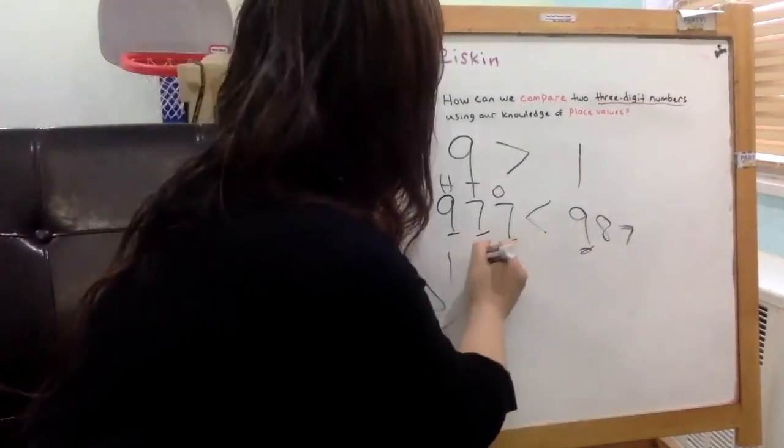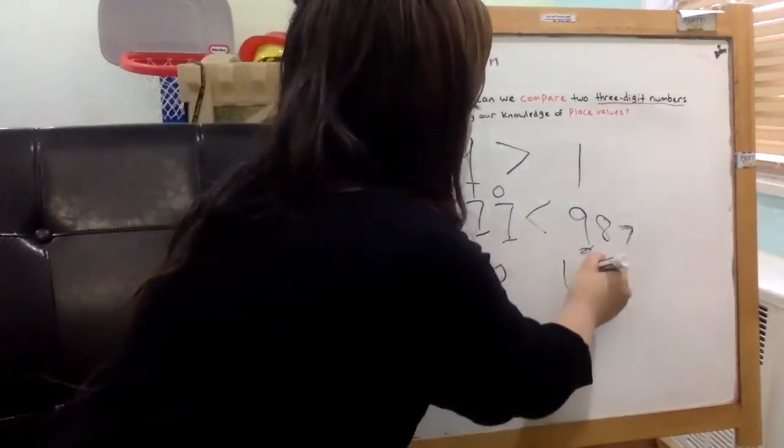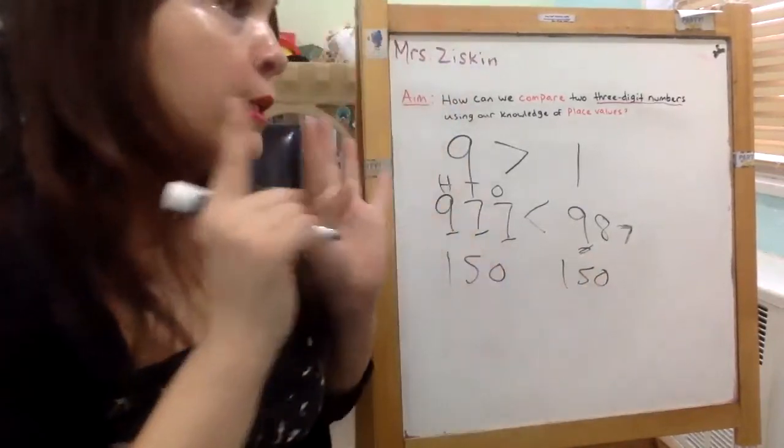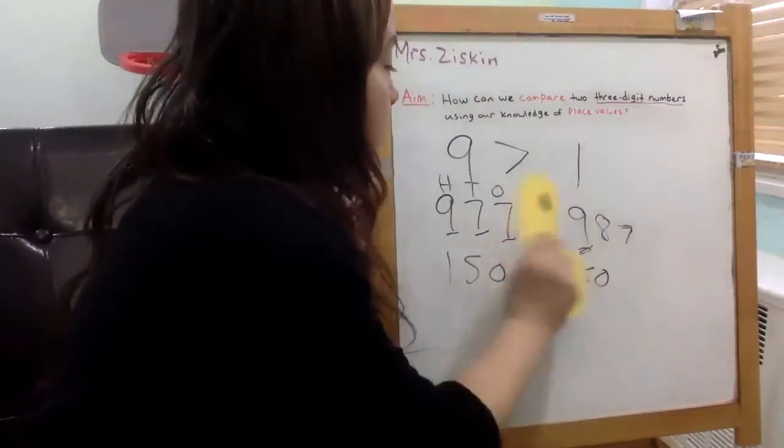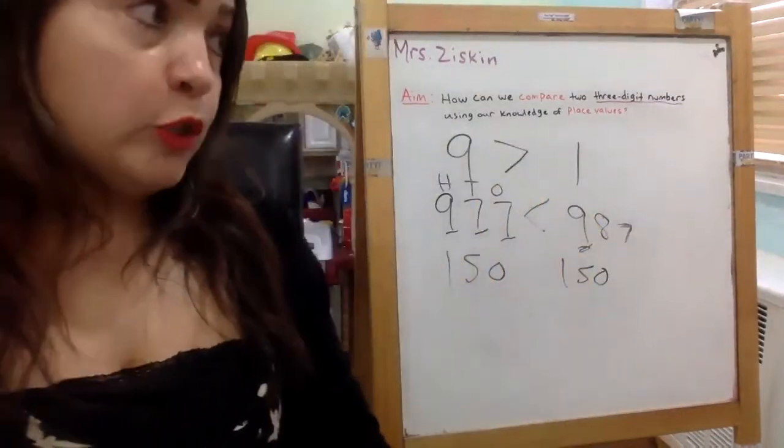So now I have a question for the class. I have these two numbers. I am going to ask you right now to quietly turn and talk to your partner to decide which one of these numbers Greater Man is going to want to eat. So turn and talk to your partner.